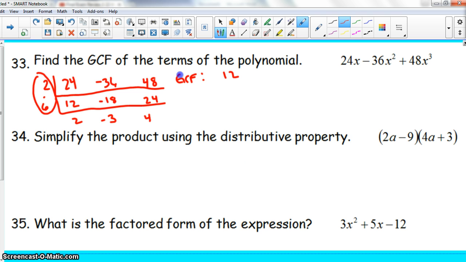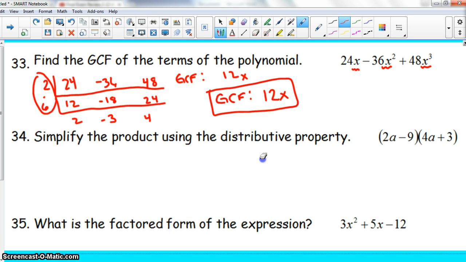Well, then you have to ask yourself, what about the variables? Do they all have a variable? And the answer is yes. And then which one or how many do they share? They can only share the lowest that they have, and the lowest that they have is x to the first. So your GCF variable is x. Your numerical GCF is 12. So your overall GCF for the entire thing is 12x.